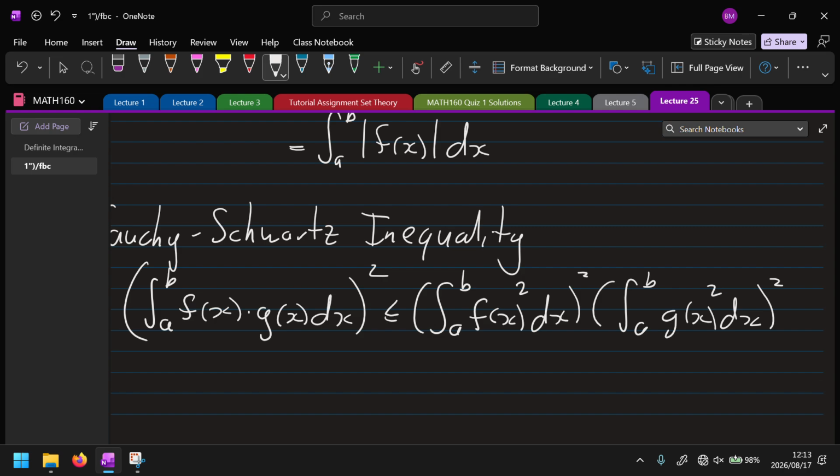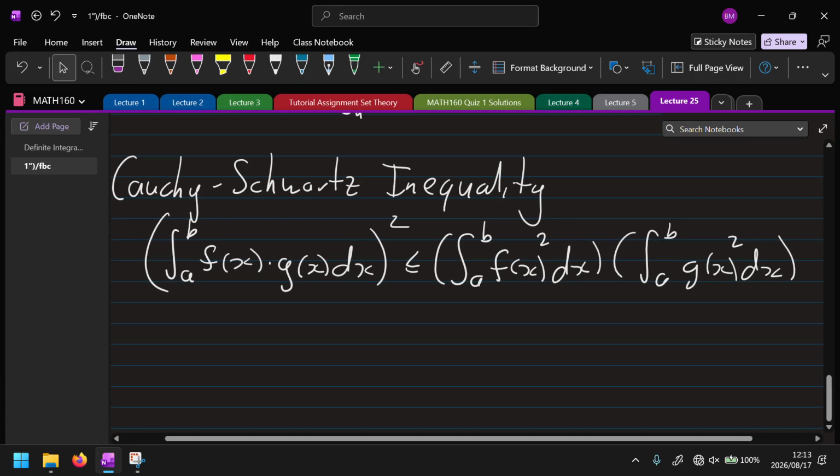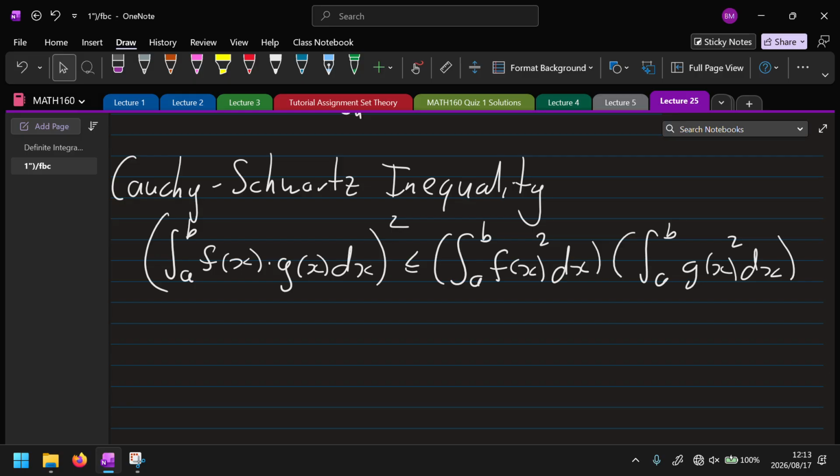Okay, there's a lot of squares here. Sorry, the square's on the inside there. So it's the integral of f squared by itself as an integral, and then the integral of g squared by itself. So we can split this integral of the product into two parts, but it's not an equality, it's an inequality. Yeah, so just keep that in mind.